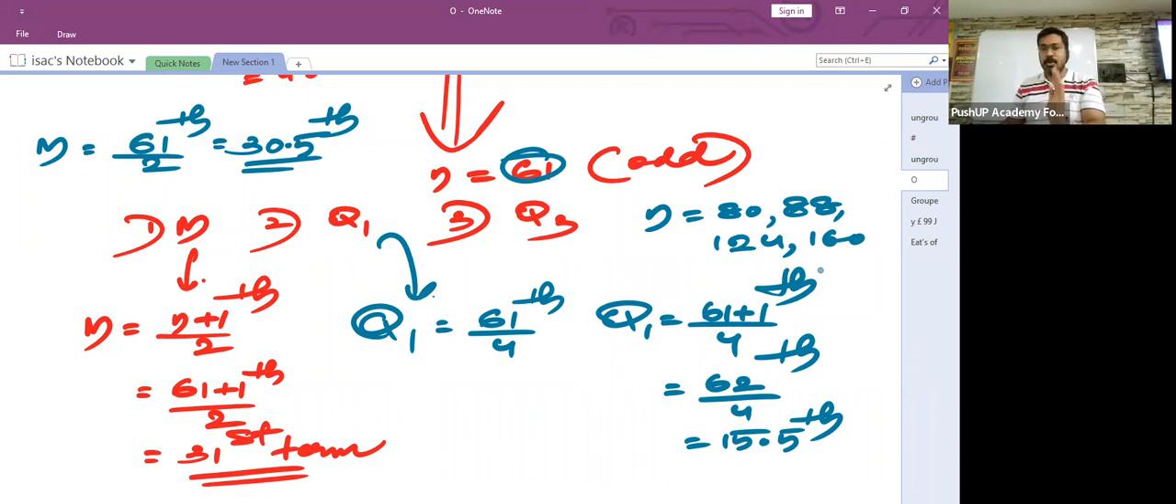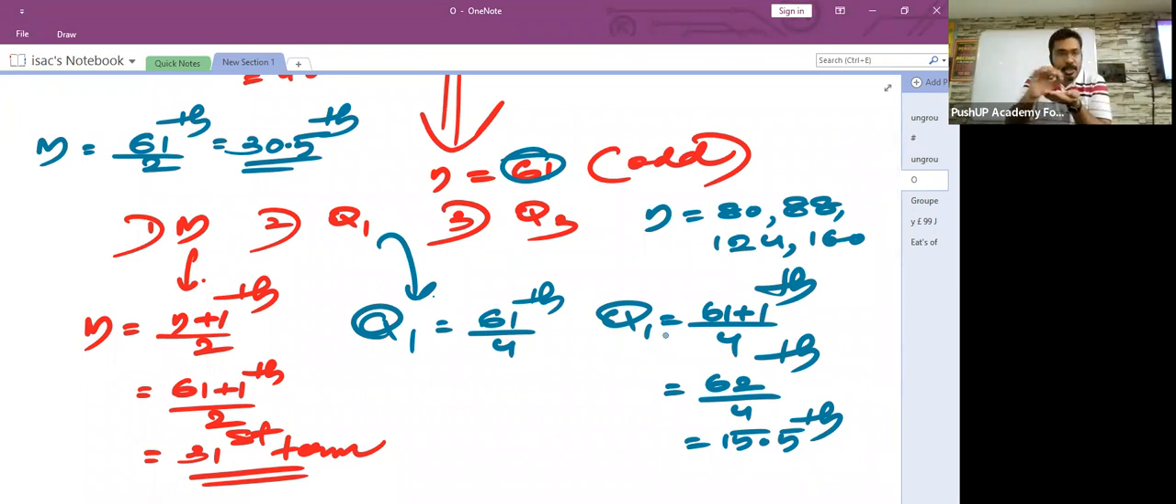Now, what I'm trying to say is, it's not that there is no alternative solution to find the lower quartile if the number of terms are not divisible by 4. Okay, I'm not trying to say that.